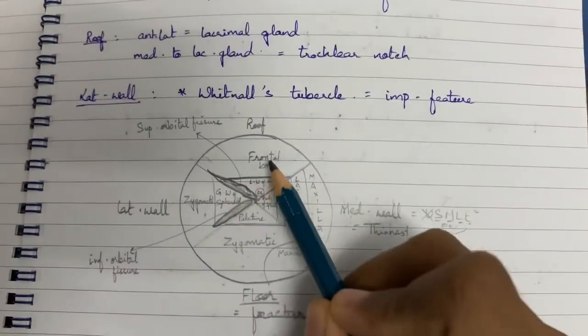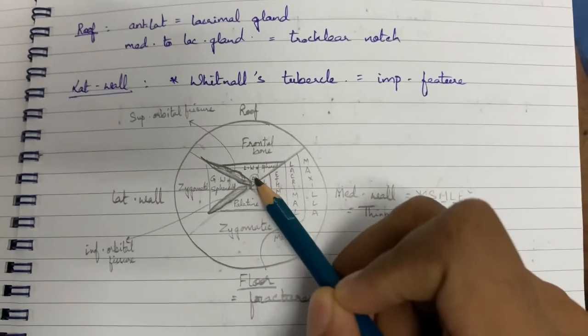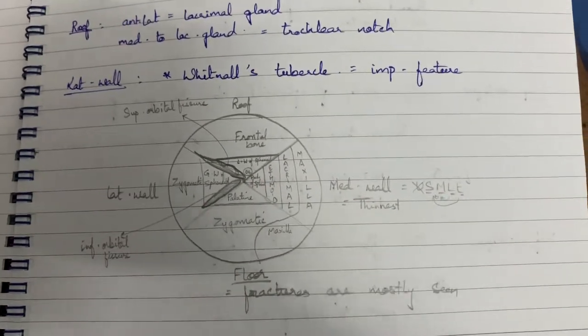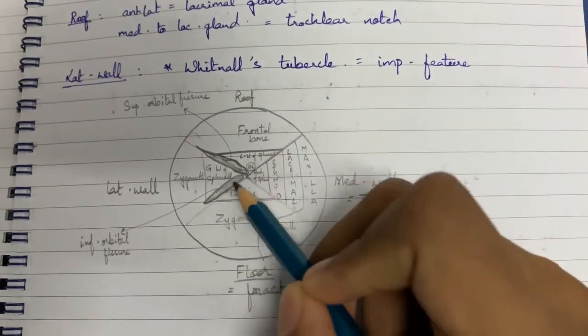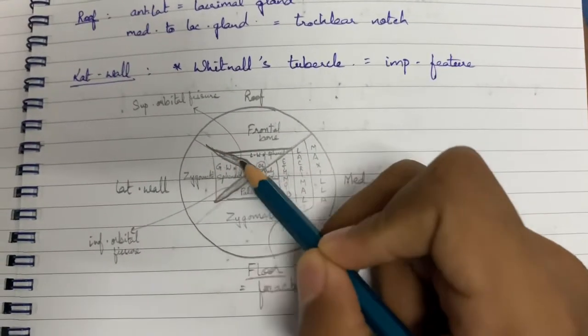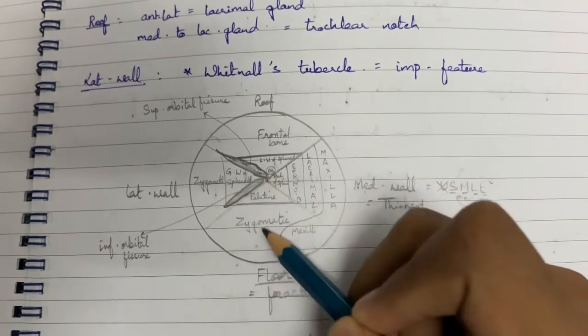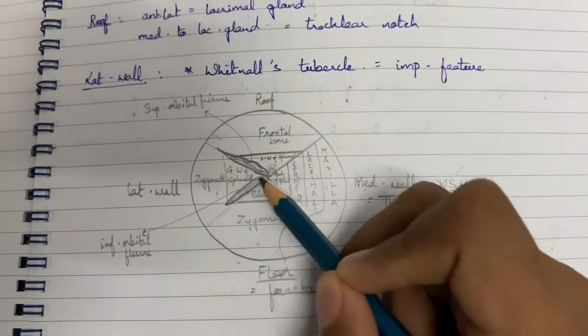So the roof, as you can see here, is formed by the frontal bone and the lesser wing of the sphenoid. Posteriorly in the roof, you have the optic canal. And then at the junction of the roof and the lateral wall, we have the superior orbital fissure. At the junction of the lateral wall and the floor, we have the inferior orbital fissure.